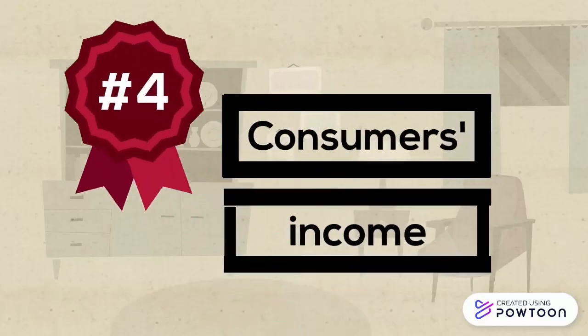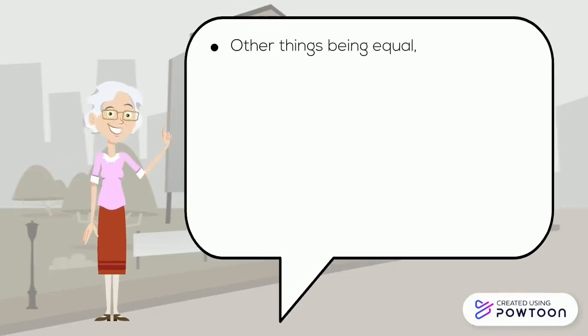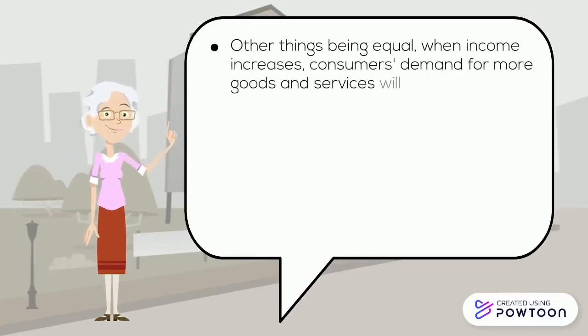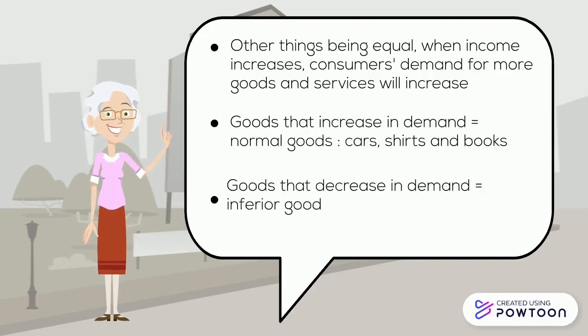Fourth, consumers' income. Other things being equal, when income increases, consumers' demand for more goods and services will increase. Goods that increase in demand as income increases are normal goods, such as cars, shirts, and books. Goods that decrease in demand as income increases are inferior goods, such as low-grade rice, low-grade potatoes, and used cars.